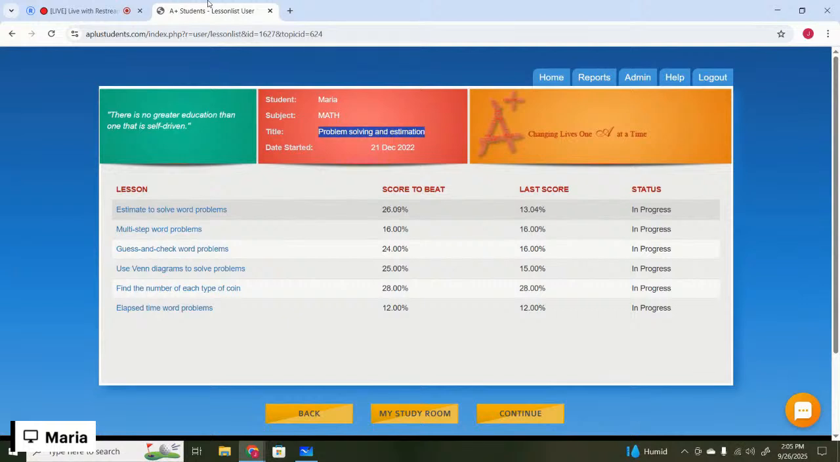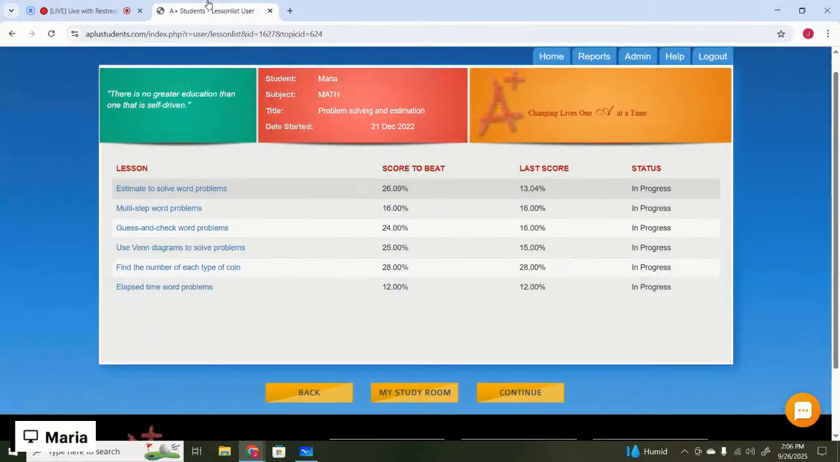You can find all the lessons on aplusstudents.com. You have to log in there using your email address and password as provided by the administrator. Then you have to select math from the subject tab, scroll down to grade 7 math, and then click on view all lessons.